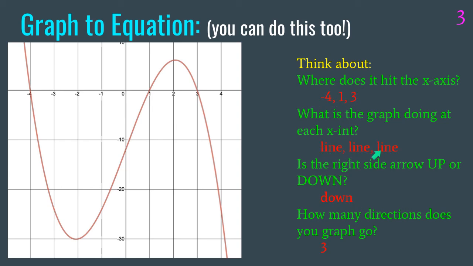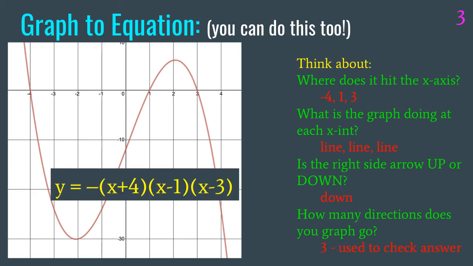You know that it's a line, line, line through each of those. The last arrow is down, and it has degree 3, 3 directions. So look at this. We have a negative, and if I multiplied these 3 x's together, I'd get x to the 3rd power. This would be x plus 4 for that spot, x minus 1 for this, and x minus 3 for that.